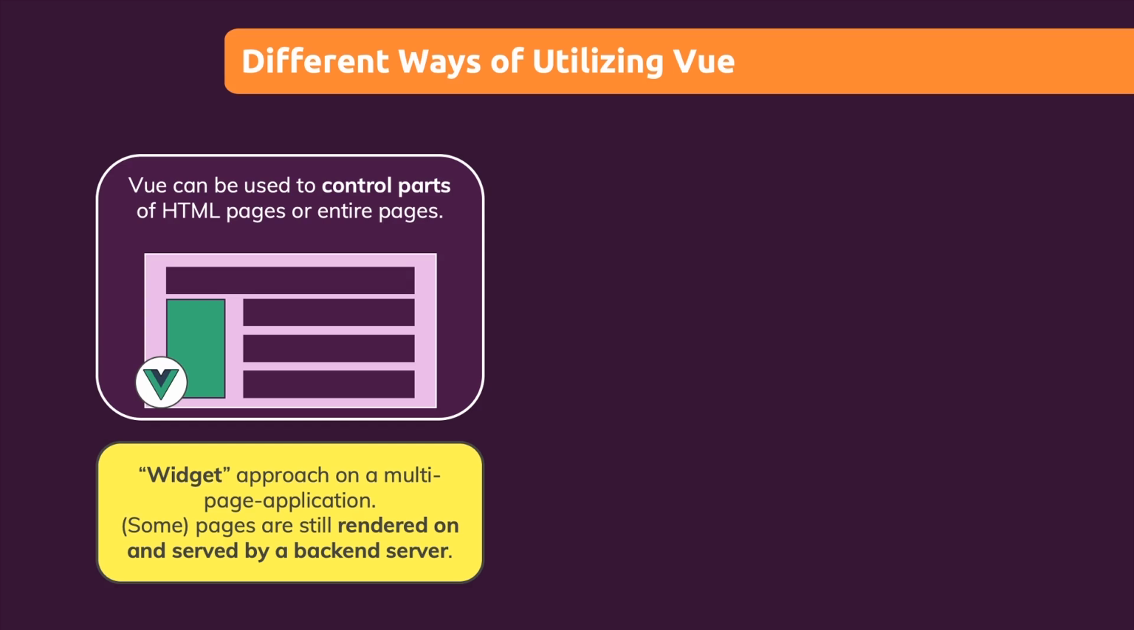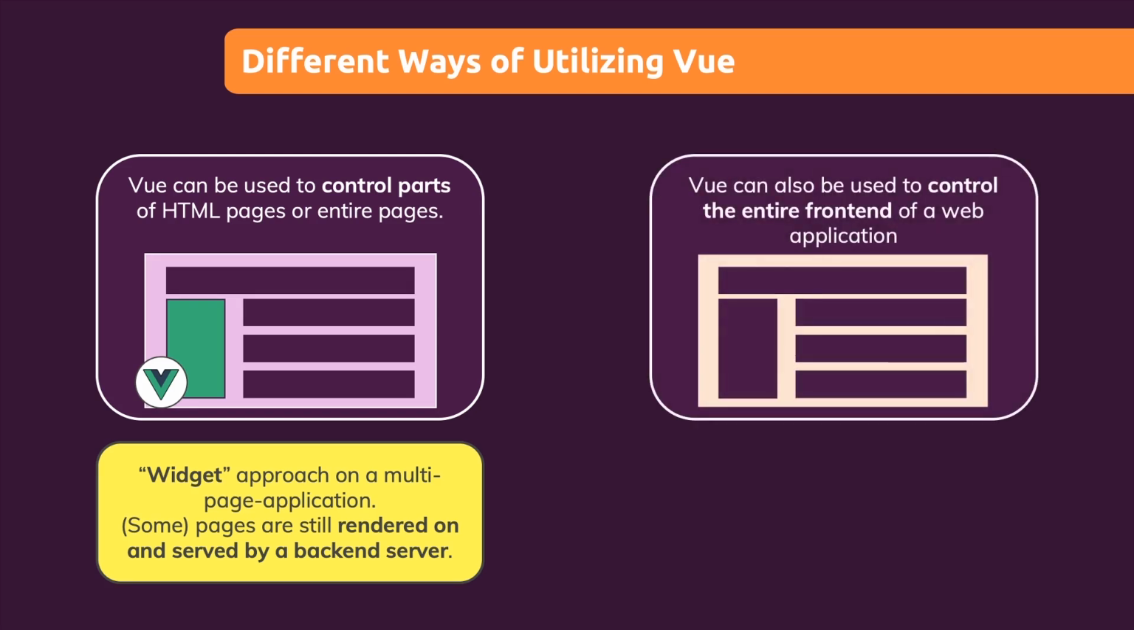We control parts of a page by dumping in small widgets like a chat screen, like an interactive sidebar, and other parts on the page are totally not affected by Vue. The opposite, the other way of using Vue, would be that everything on a page is controlled with Vue. So every element is rendered and controlled by Vue.